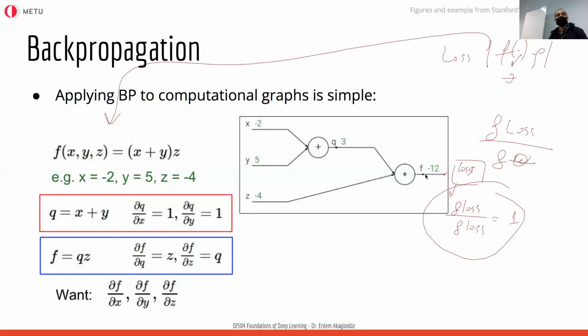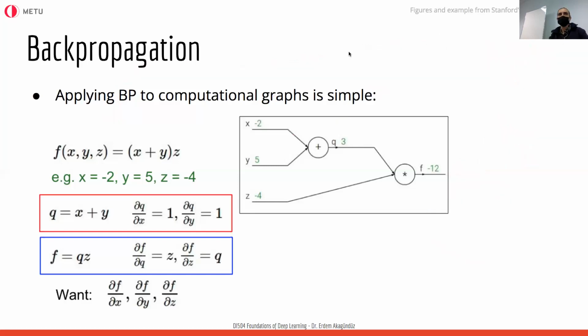I need to find the partial derivative of the loss with respect to f. What I'm going to do is backpropagate this partial derivative using the chain rule of calculus. It's a bit strange, but you're going to get there, don't worry.